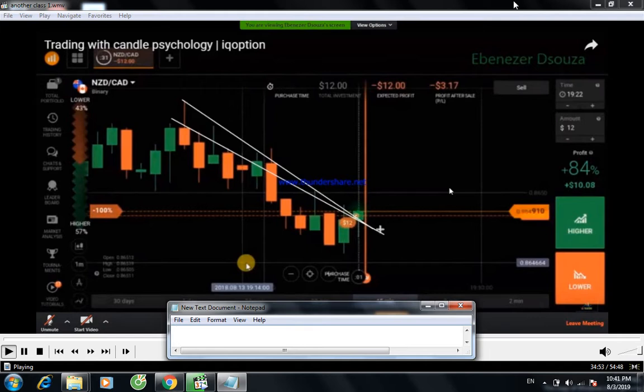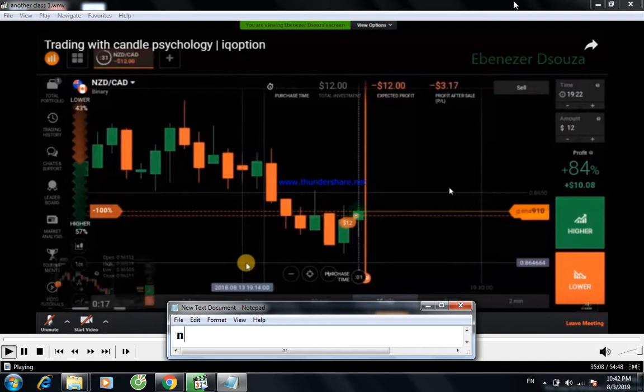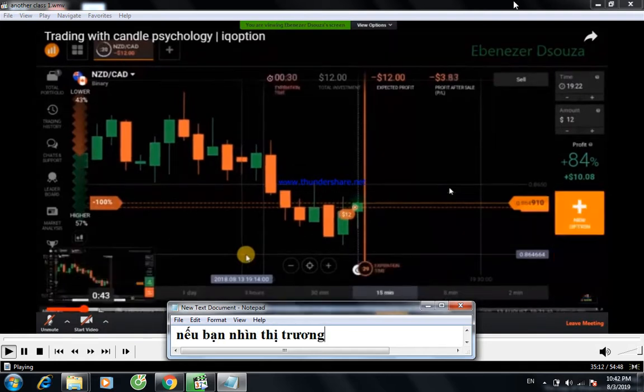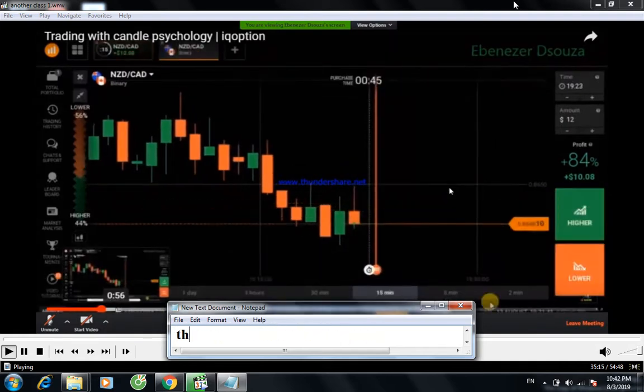At this point, this is a resistance point. It will reverse from this level. But no need to draw any level here. You can observe the market. If you have some good experience, you can place a put option here without drawing a trend line.